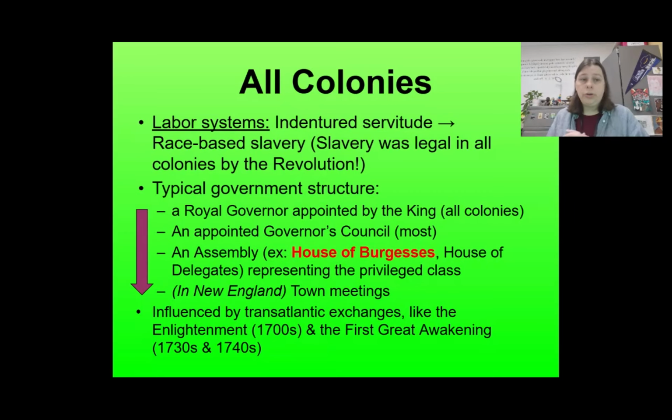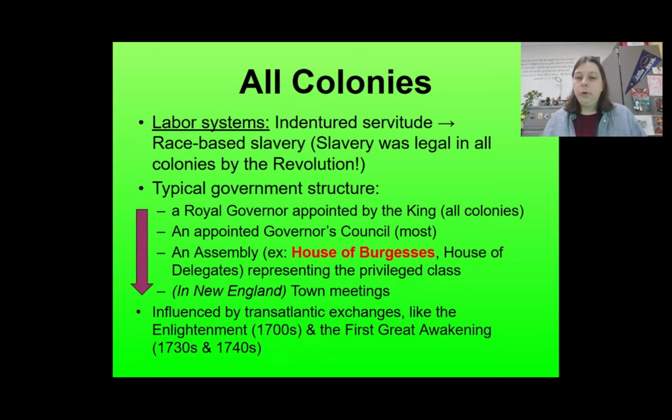Typical governing structure of the colonies, this has come up on occasion. All of the colonies are going to eventually have a royal governor appointed by the king when they become royal charters. And then most of those governors are going to appoint their own councils, wealthy colonists, wealthy planters for the most part. And then all of the colonies are going to have some version of a colonial assembly.